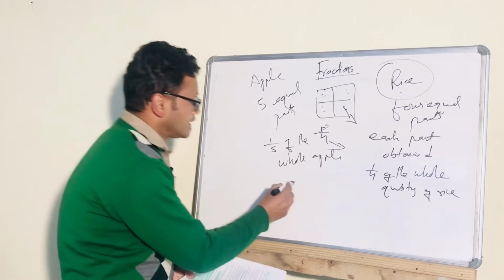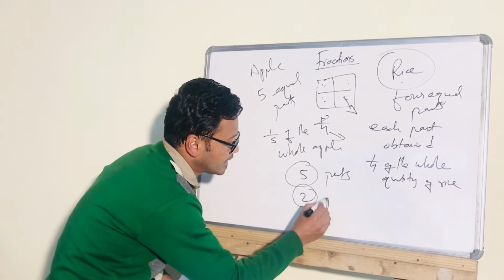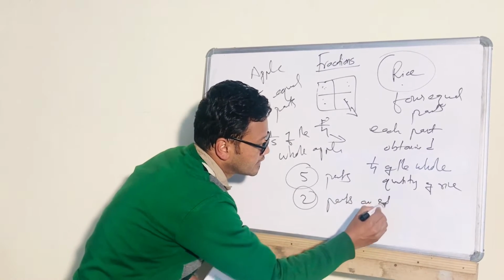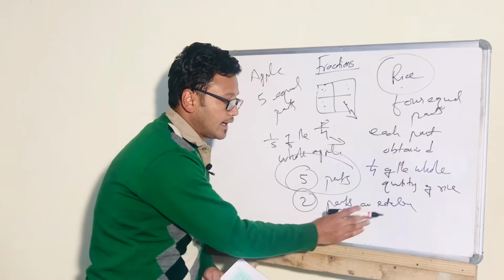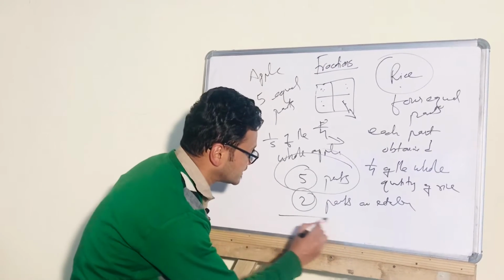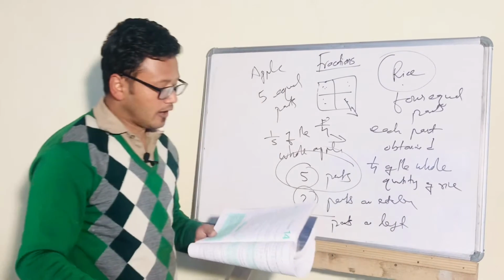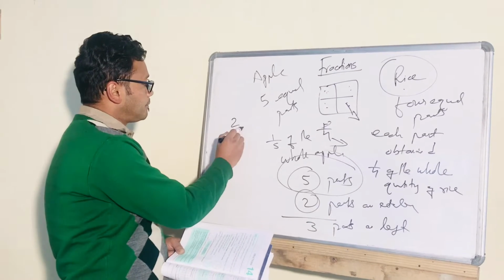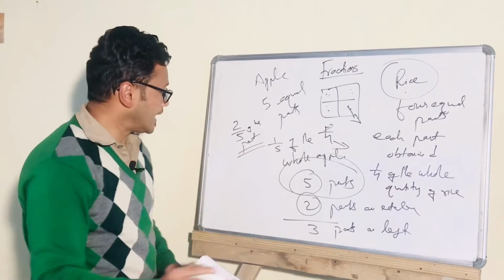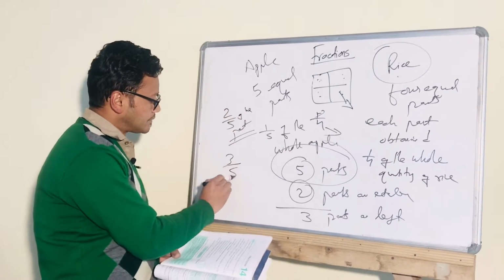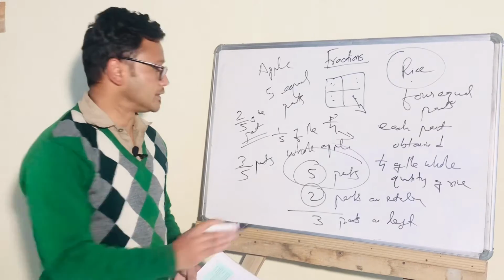In five parts, if two parts are eaten, there are five parts of the apple. If two parts are eaten, how many are left? Now we can say three parts are left. We can say two fifths of the apple is eaten, and how many left? 3 by 5 part is left of the apple.